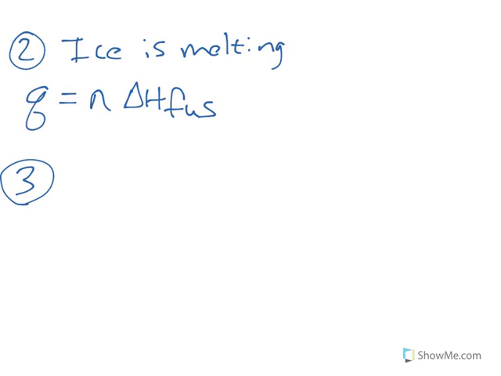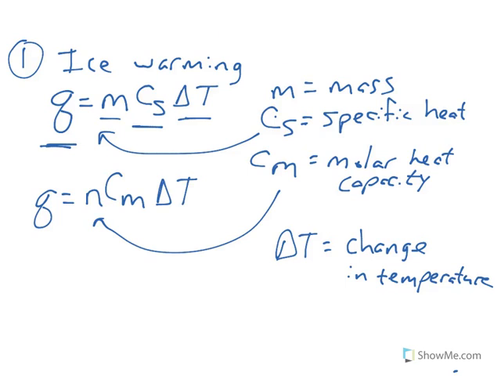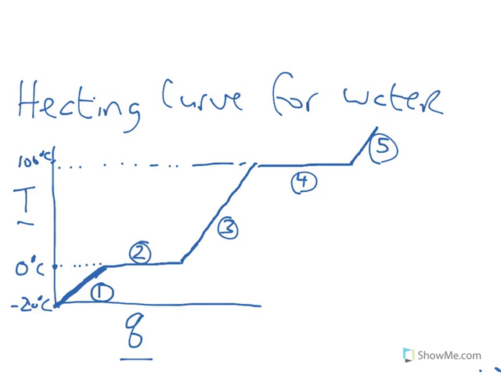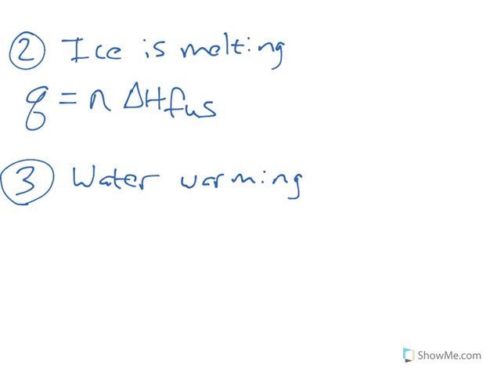The third point is going to be water warming. So kind of see the pattern here. 1, ice was warming, okay? We had a change in temperature. 2 is melting without any change in temperature. 3, we're having a change in temperature, but now what we're doing is we're warming the water, the liquid. All right, so the formula is going to be identical to the one we saw in segment 1, where we have Q is equal to the moles times the molar heat capacity, delta T.